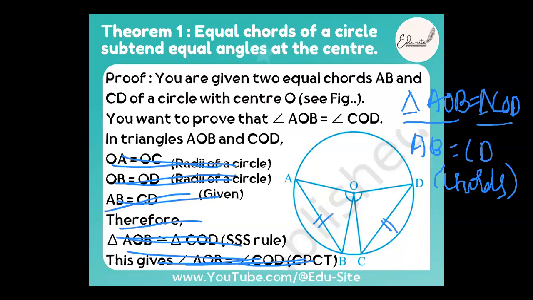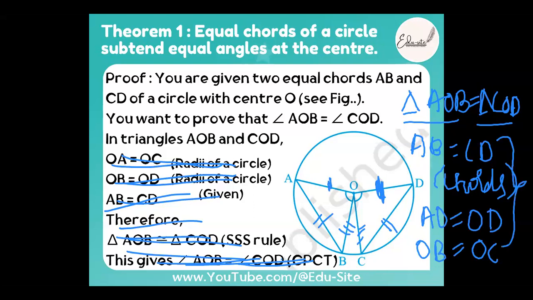But we also know AO and OD. Are they not the radii? Yes, radii are always equal in the circle. We have to remember this. AO is equal to OD and also OB is equal to OC. These are also the radii, right? 1, 2, 3 lines. This and this are equal. This and this are equal. This and this are equal, right? Now we have three sides equal.